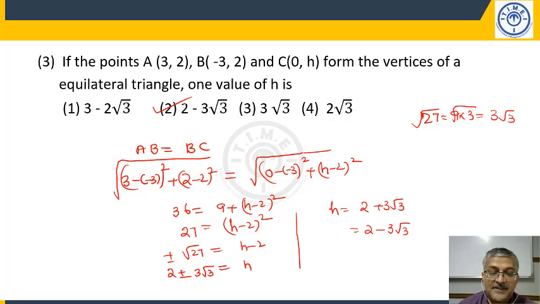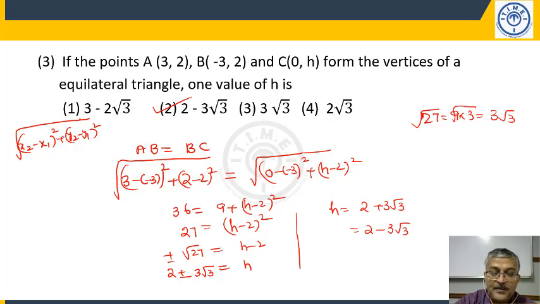Okay, the points A (3,2), B (-3,2), C (0,h) form an equilateral triangle. So whenever it is an equilateral triangle, all sides are equal. So we take AB equal to BC. What is the distance between two points? It is root over (x2 minus x1) whole square plus (y2 minus y1) whole square. This is the distance between the two points (x1, y1) and (x2, y2).